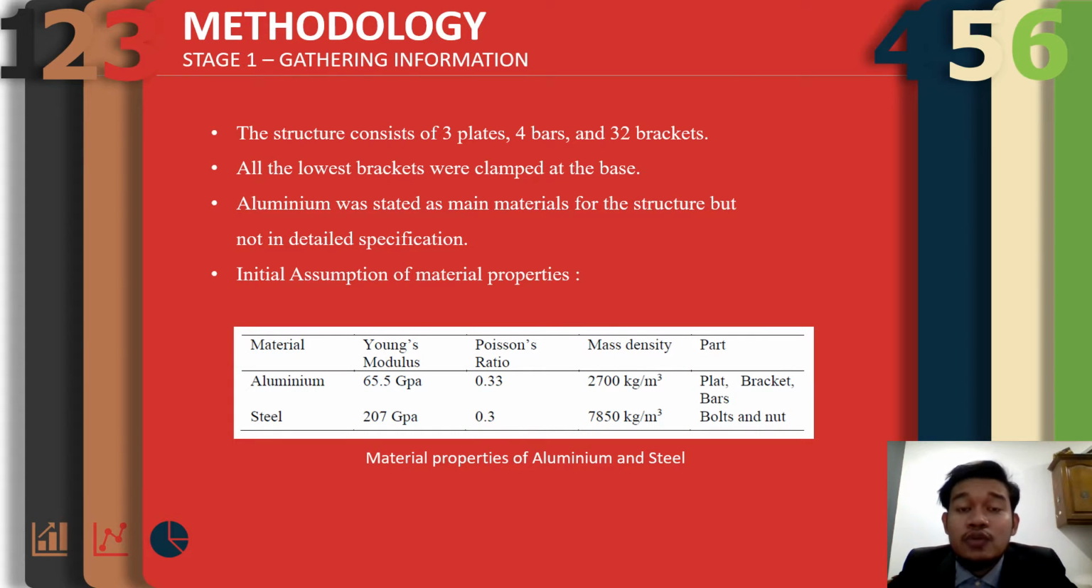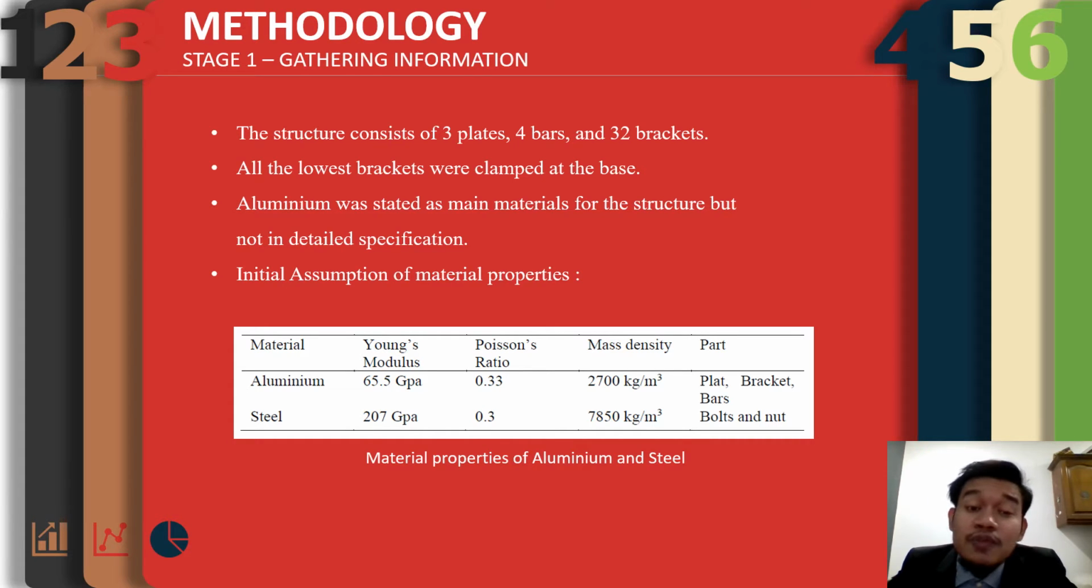I would love to explain more deeply regarding each of the stages. So the first stage is about gathering information. The information found is that the structure consists of 3 plates, 4 bars, and 32 brackets, and all the lowest brackets were clamped at the base.